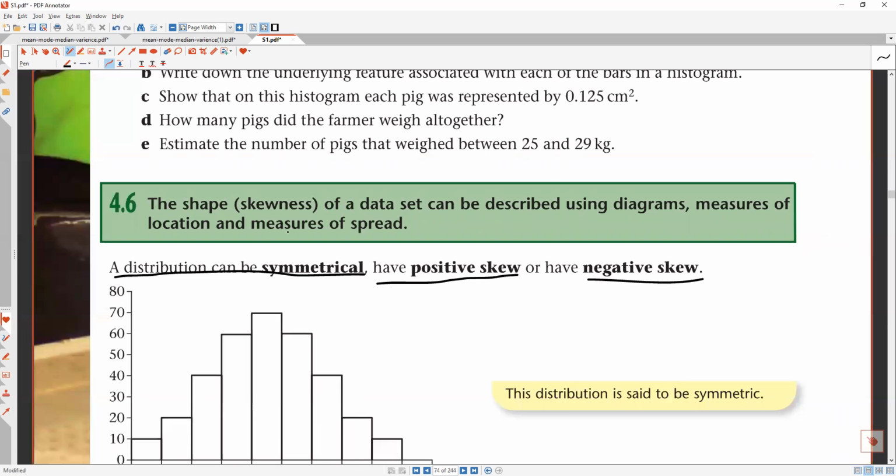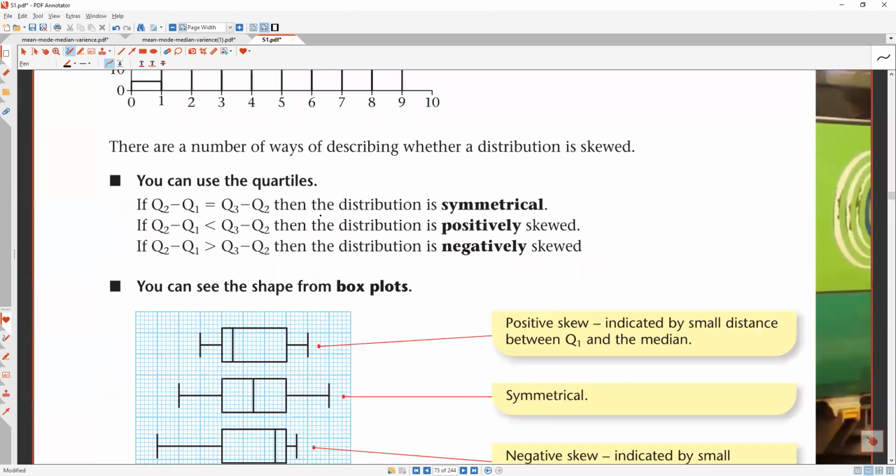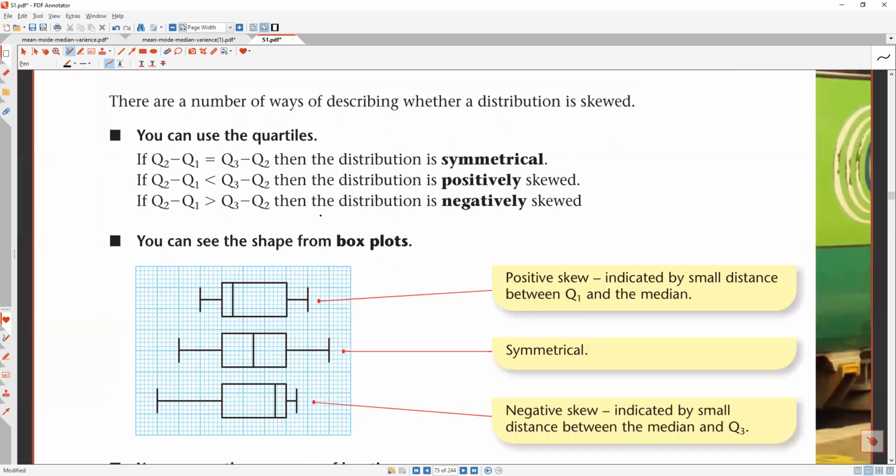Using a diagram, measure of the location or measure of the spread, they said. So look over here, you can use the quartiles. Q2 minus Q1 is equal to Q3 minus Q2. If Q2 minus Q1 is less than Q3 minus Q2, it's positive. If it is greater than, it is negative. And if it is equal to, it is symmetrical.